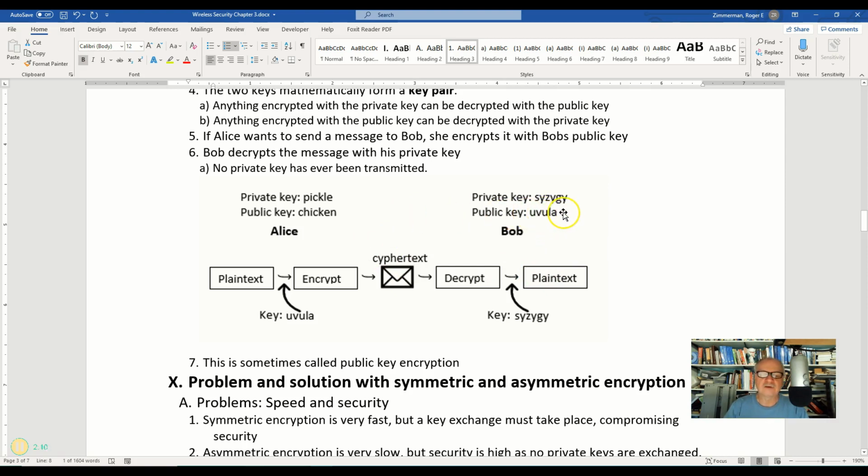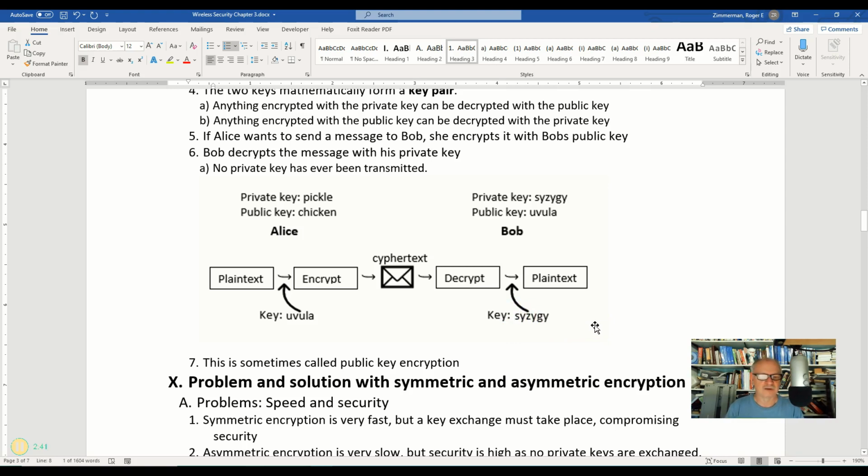So she gets his public key, and in this case, his public key is the word uvula. Now she's going to encrypt the message that she wants to send to Bob with his public key, uvula. And now it's encrypted. Bob gets it, and he can decrypt it with his private key, syzygy. So the key syzygy has never been sent anywhere.